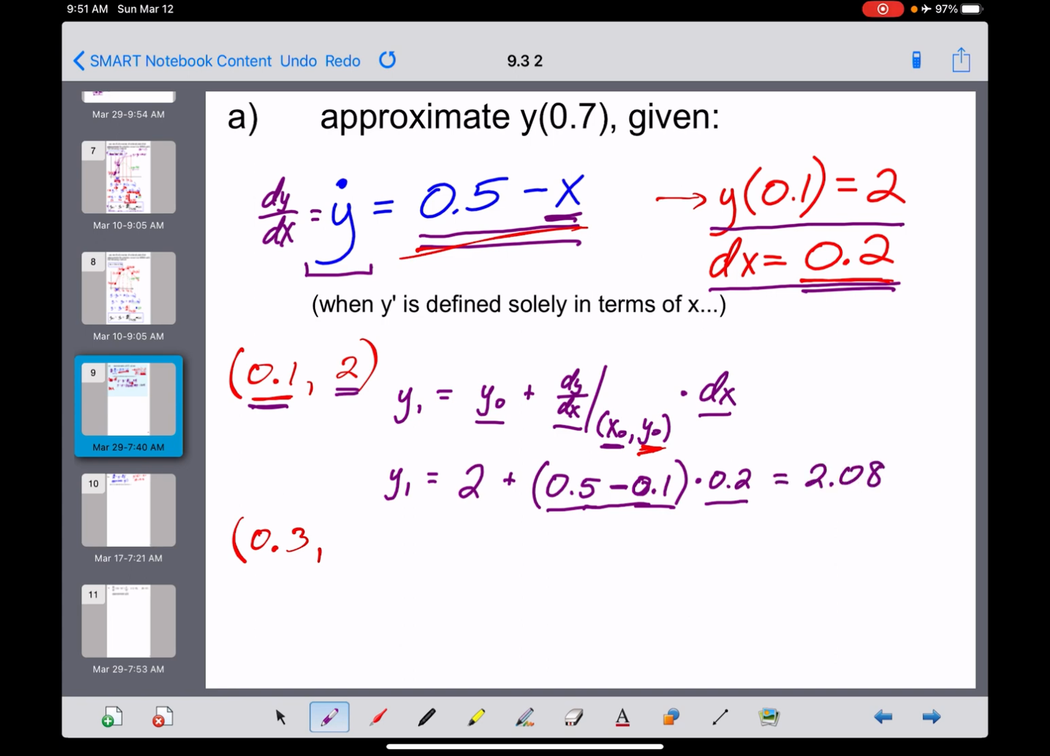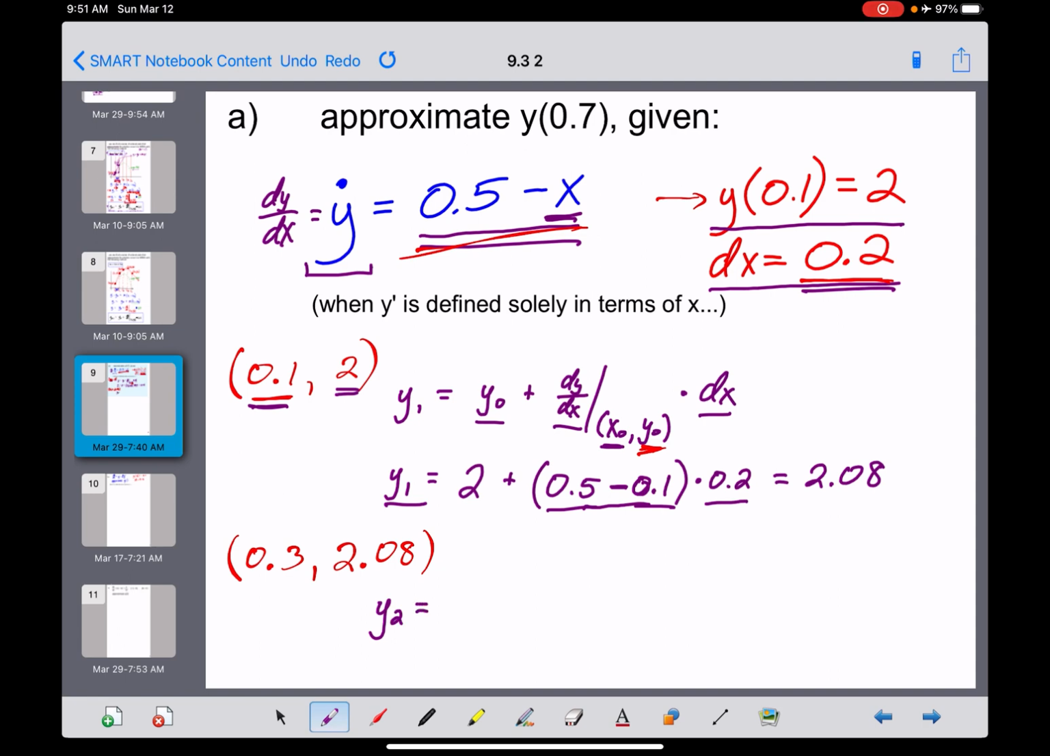And guys, we just found the value of y sub 1, 2.08. And there you go. We're making some progress right here. Okay, that's how you find y sub 1. Let me space this out just a little bit better. Now, let's see if we can get a little bit more efficient here at finding y sub 2.